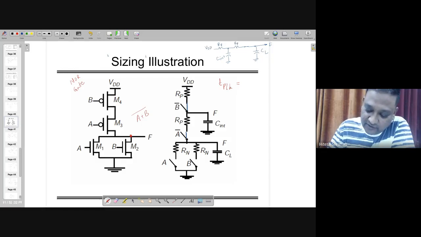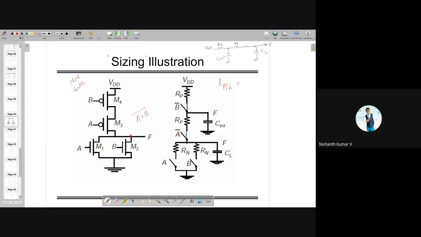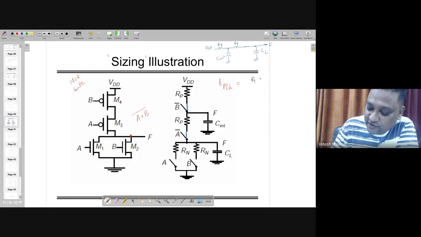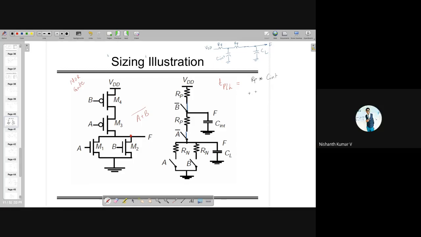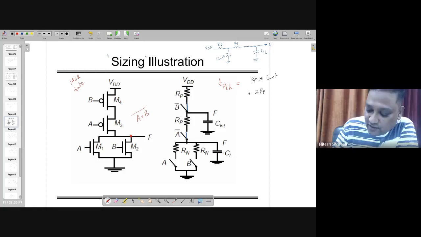So can you tell me now TPLH for such condition when A bar and B bar both are 0 actually? Sir, RP into C int. Yes, RP into C int. Very nice. Please go ahead. Plus 2 RP into C, 2 RP times CL. Everything will be multiplied by 0.69.